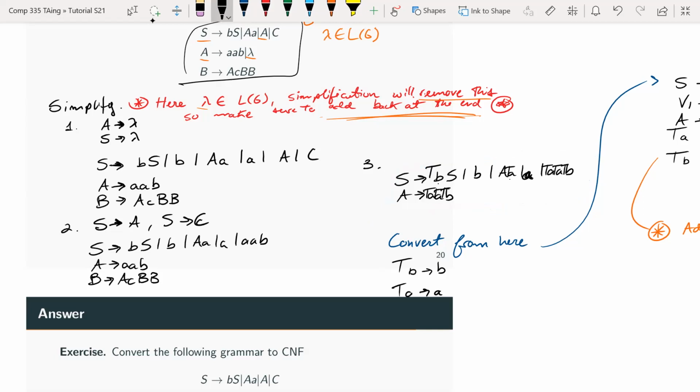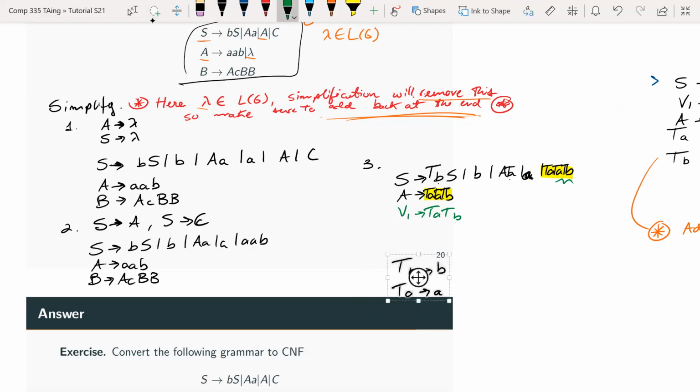And in this case, these two production rules are the only ones that don't respect CNF. And luckily, they're actually the same. So I can actually reuse my variable. So I'm just going to say V1 is TATB. We'll remove this and move this up. So then, okay, good. So then V1 is TATB.